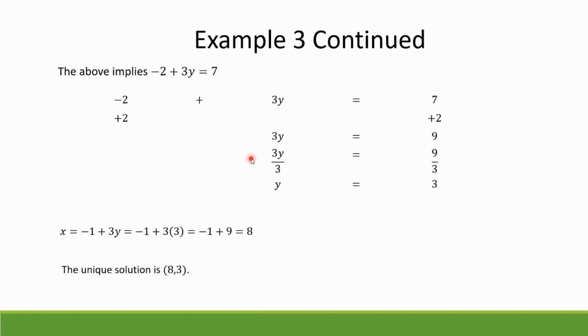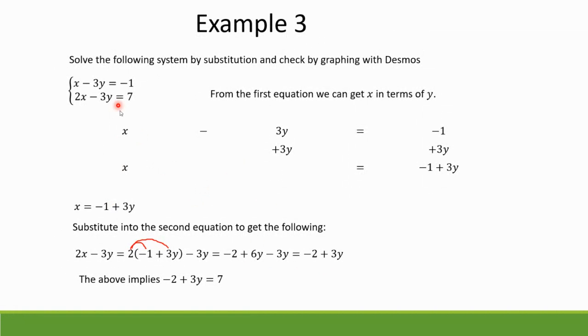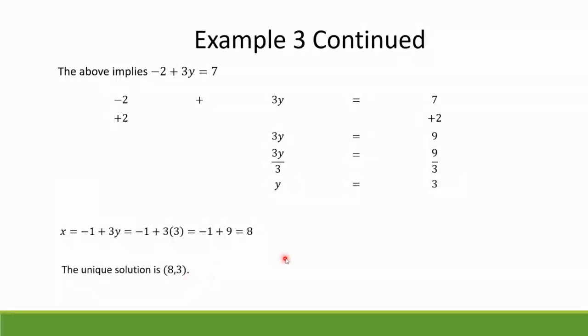So we got y in terms of x. Again, we could have gotten x in terms of y. Excuse me, back here, we could have gotten y in terms of x. I know someone asked about that. That's fine. You could have done that. If you do everything correctly, you'll get the same answer, (8, 3).